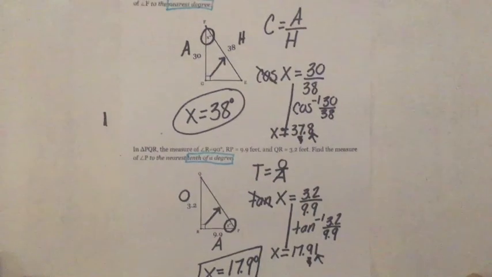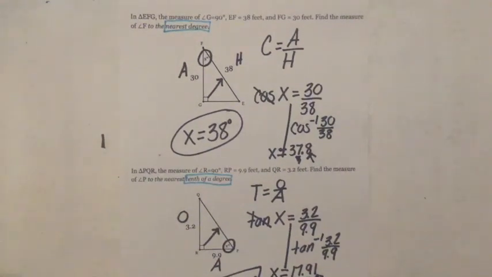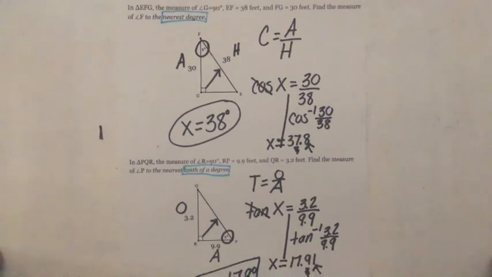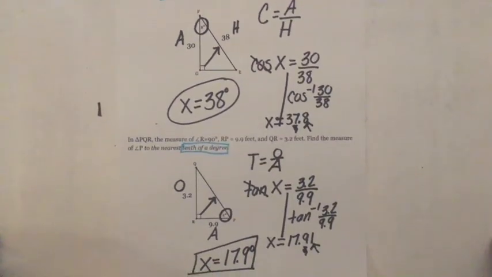And that's what these look like here, both of them. Those are examples on Delta Math on using trig ratios to find an angle.